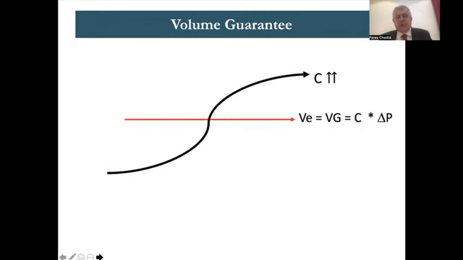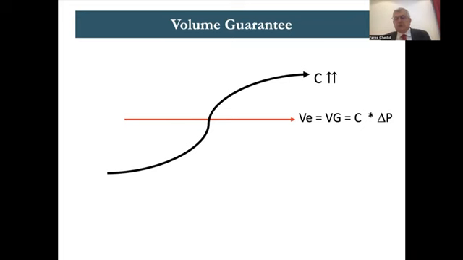How does it help? Only one slide on that. We discussed and agreed that we wanted the volume to be always equal to the volume guarantee. The expired volume should be equal to the volume guarantee. We know that C equals delta V by delta P, so VG equals C multiplied by delta P.